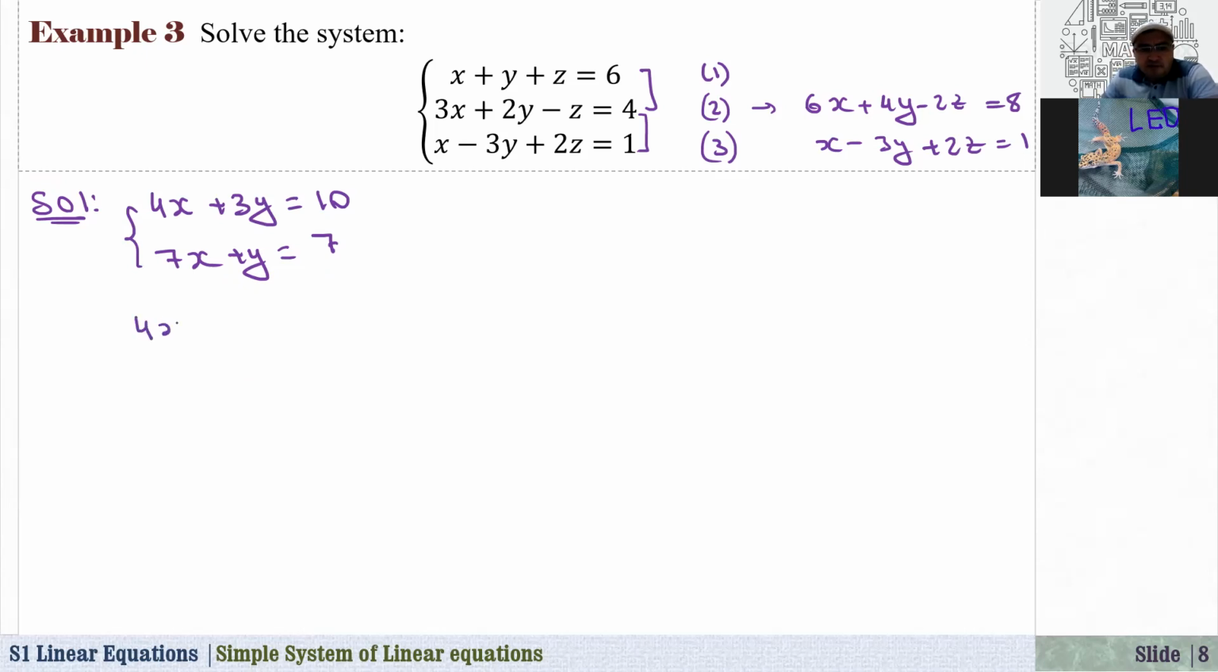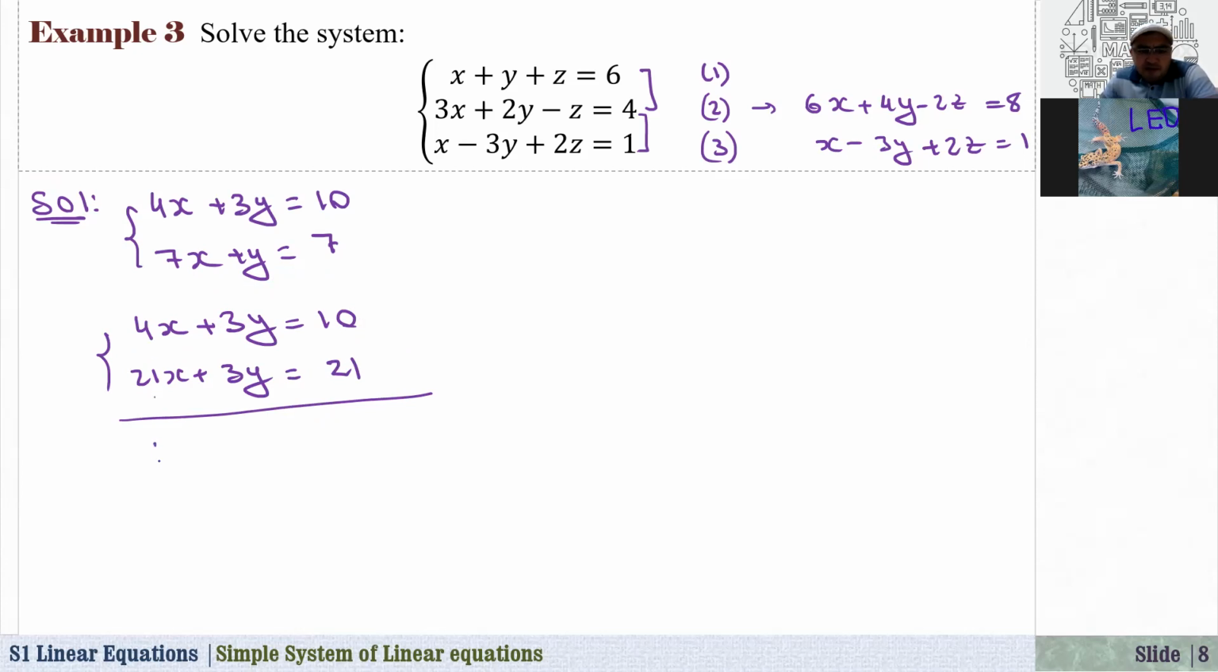So let me just rewrite the first equation: x plus 3y is equal to 10. In the second equation, multiply both sides by 3. So 3 times 7, 21x, 3 times y, 3y, and 3 times 7, that is 21. So now they have the same coefficients, right? So I need to subtract. Let me subtract the first equation from the second one.